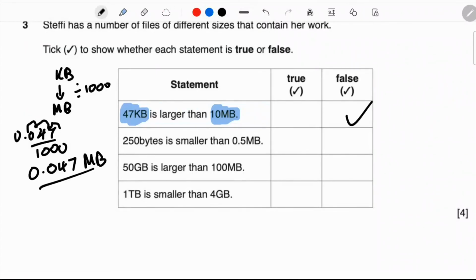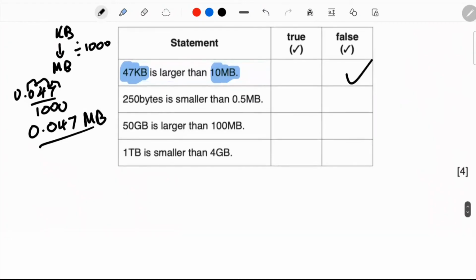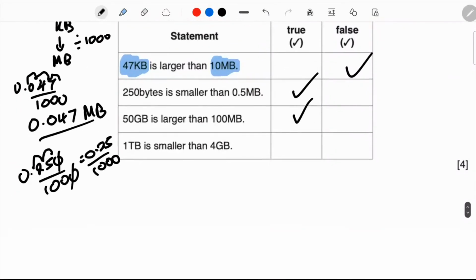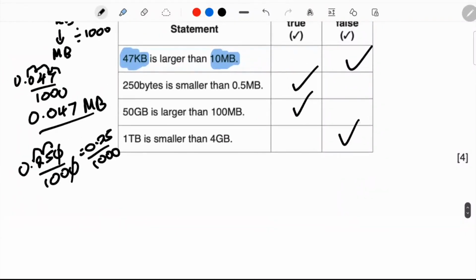Let's go to the next one. 250 bytes is smaller than 0.5 MB. I'm going to divide it by 1000 to get kilobytes. So that is 0.25 kilobytes. To get megabytes, divide this again by 1000. So it is smaller, so that is true. You can tell it's such a small value. Now 50 GB is larger than 100 GB. I already know it's false, so we're not going to have to calculate this. 1 TB is smaller than 4 GB. That is false. 1 TB is 1000 gigabytes, which is not that.